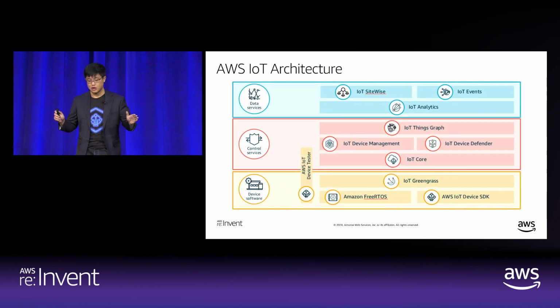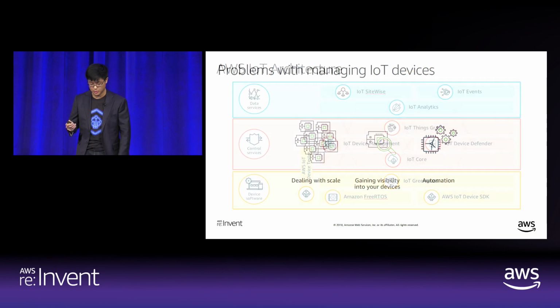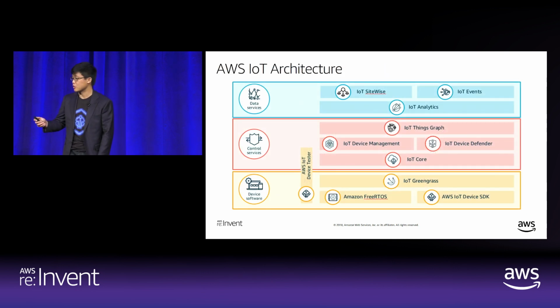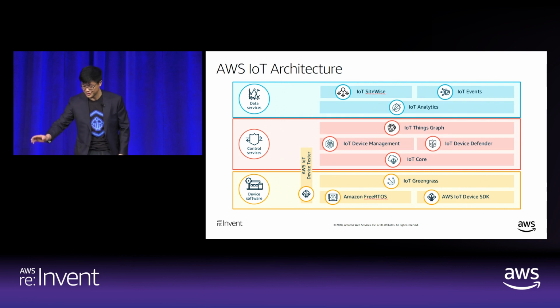So let's first start here with the IoT architecture. IoT is complex, and so there are multiple different layers or categories of how we think about IoT overall.